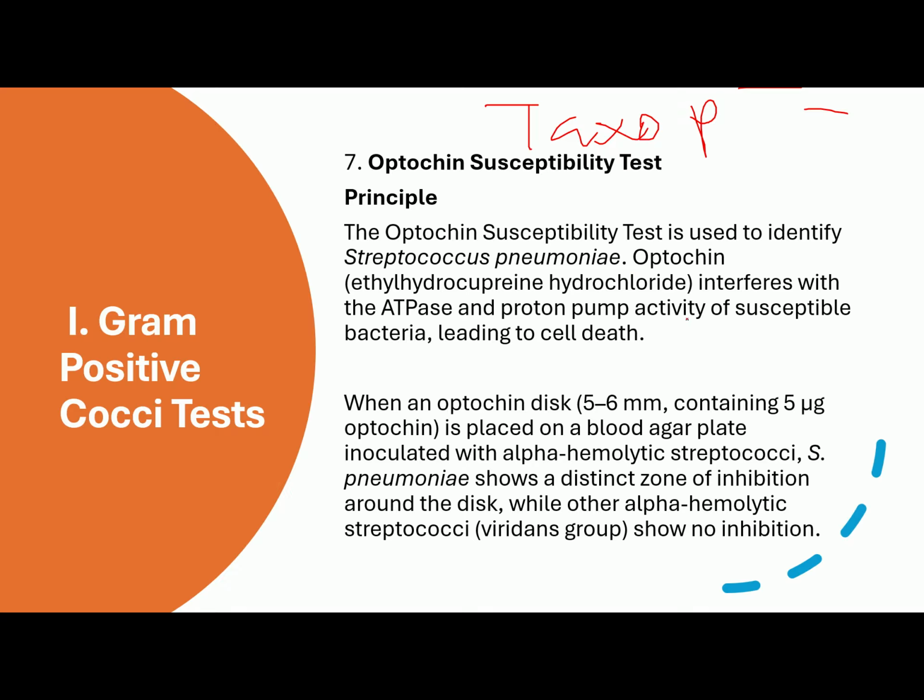blood agar plate inoculated with alpha hemolytic strep, S. pneumoniae shows a distinct zone of inhibition around the disc, while other alpha hemolytic strep, such as the viridans group, would show no inhibition.